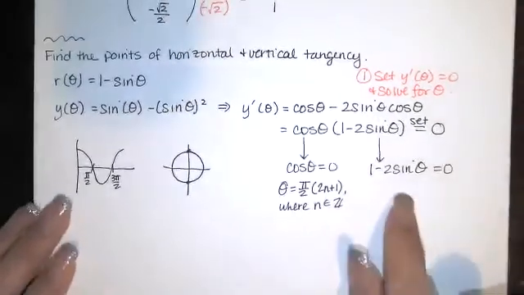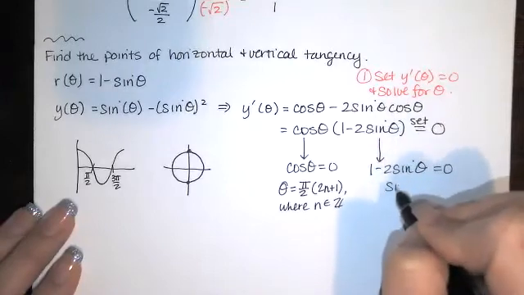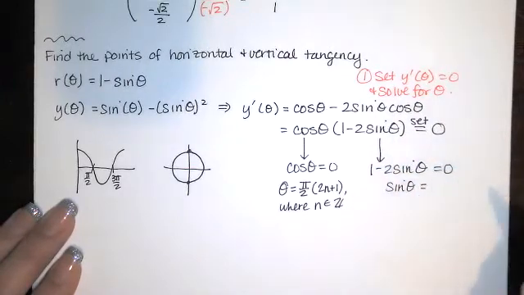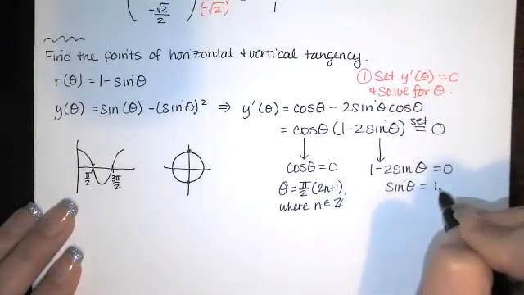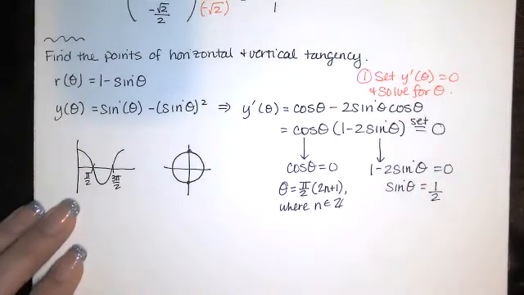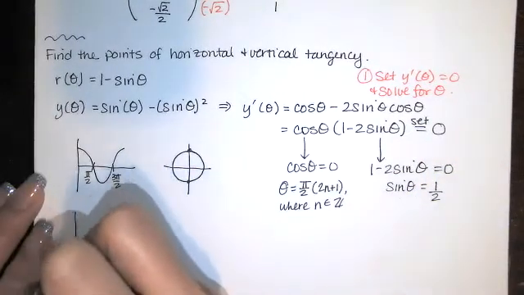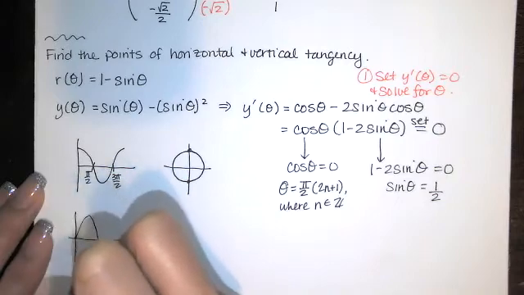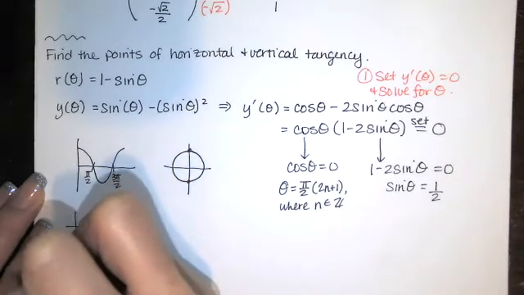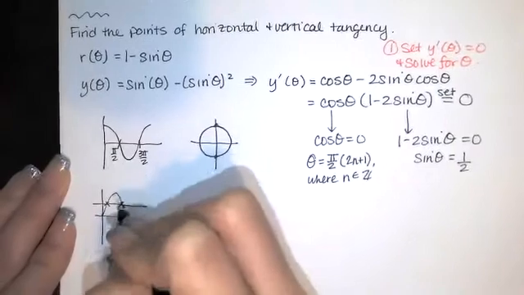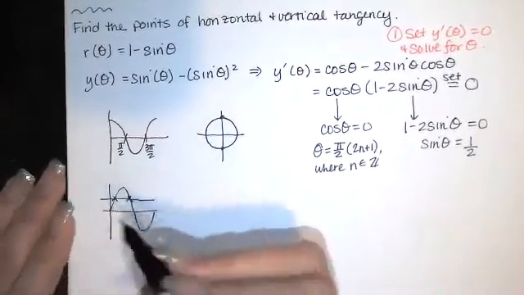And over here, if I solve this for sine of theta, I'll subtract 1 from both sides, divide by 2, and I get sine is 1/2. Well, that's going to happen infinitely many times. It's going to happen twice every period.